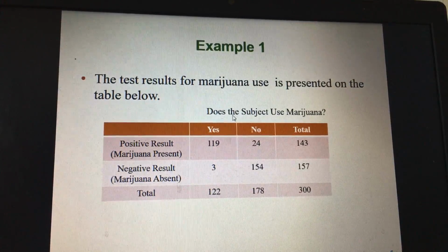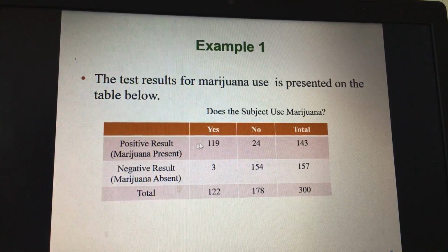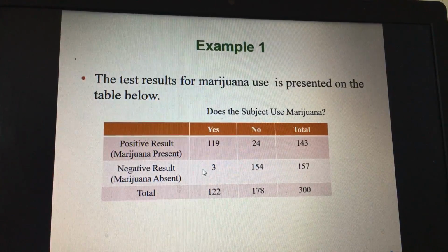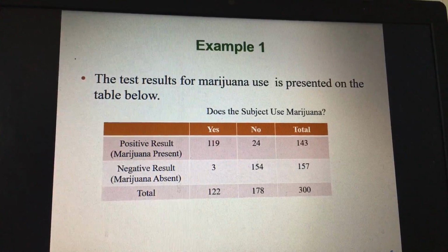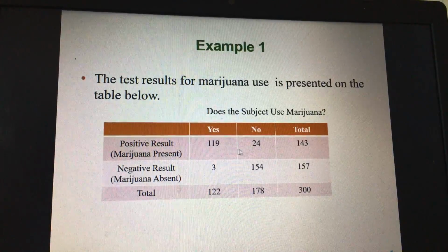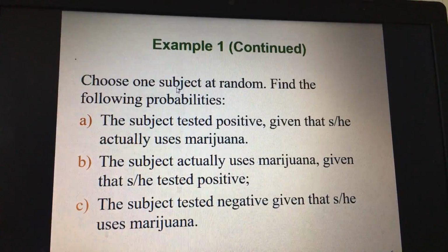The question was this: does the subject use marijuana? Positive results and negative results. If you say yes, that means he uses marijuana, and no, he doesn't. But sometimes even if you don't use marijuana, you might still have a positive result. We call it a false positive in statistics. Anyway, these are the results here, and we have a total. Now with this, the questions are as follows. It says choose one subject.